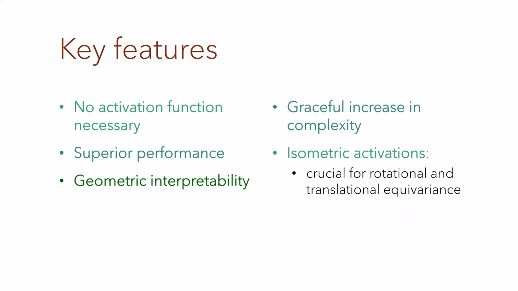The key features of the proposed geometric perceptron model are: no activation function is necessary for successful learning, due to the embedding naturally being nonlinear. Superior classification performance. Geometric interpretability. We learn spheres each classifying the respective input point in the conformal space. We also show how to properly interpret the learned spheres in the 3D Euclidean space. The computational complexity is increased typically only with a factor of 1.6 to 2 compared to MLPs. Last but not least, the isometric activations of the geometric neuron are crucial for rotational and translational equivariance.